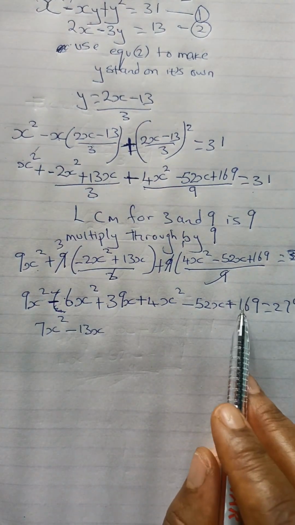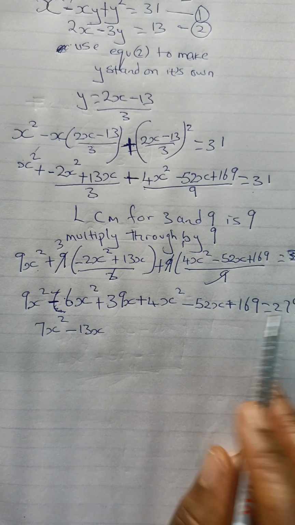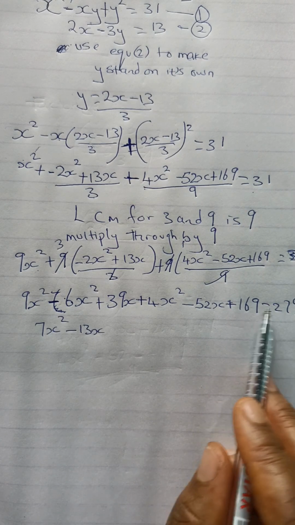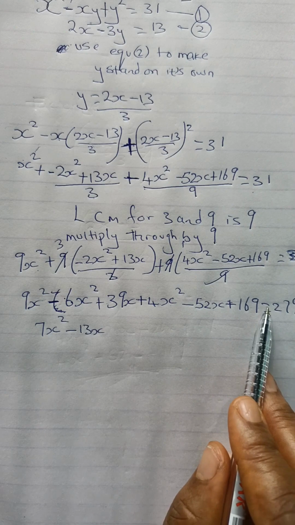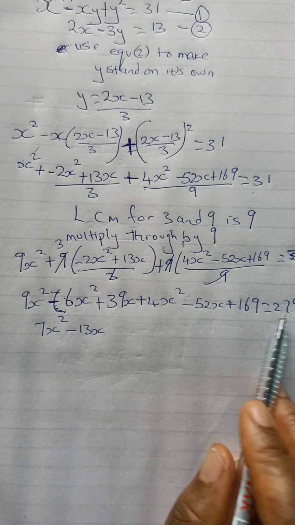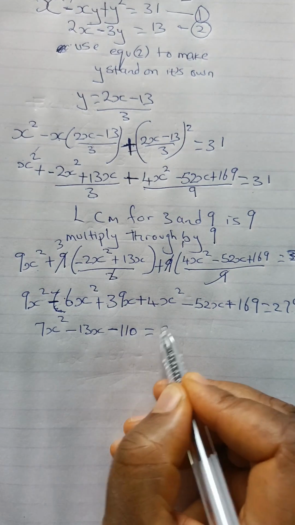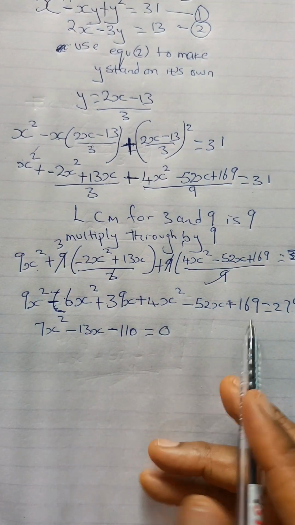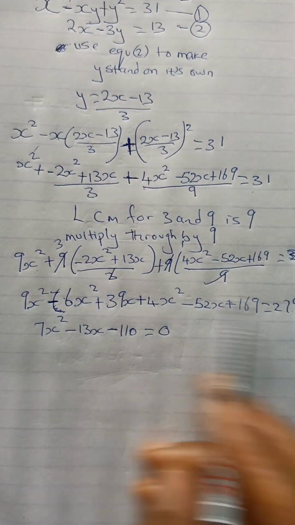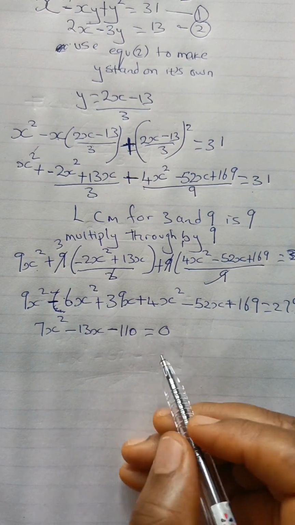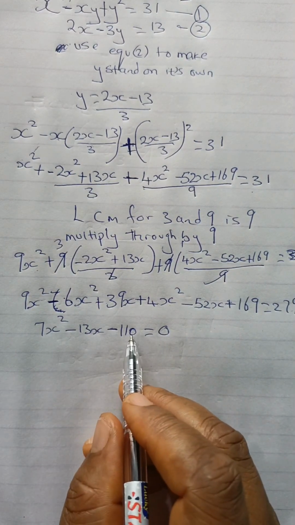Now what do we have left? We have 169 and this. So this will be coming over here. 169 minus this will be minus 110 equal to 0. So this is what we'll have after arranging and doing our addition and subtraction. We'll be left with this.